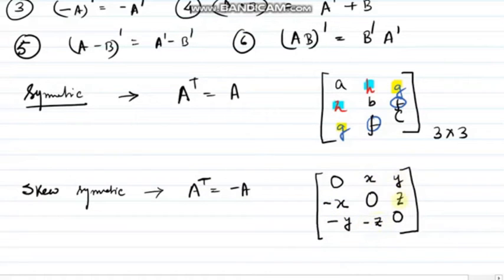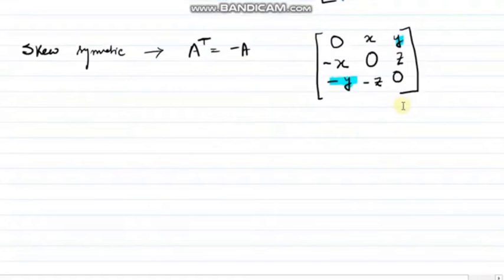So if this is x, y, z, this will be minus x, minus y, minus z. Also you can take this one as minus, so that time this will become plus. It's not necessary that one side it has to be plus and one side it has to be minus. The condition is one side element has to be of the opposite sign. Please be very careful. Just check with the condition. This is the concept of skew symmetric matrix.